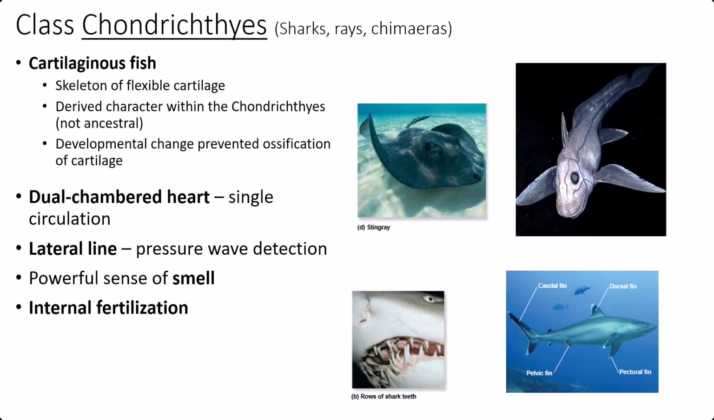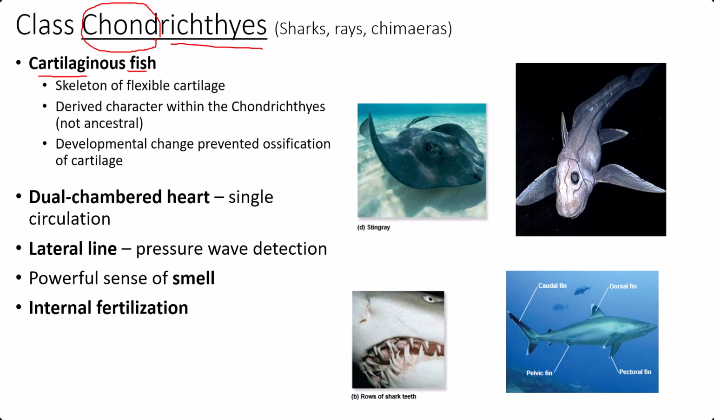Our first class of jawed vertebrates is the chondrichthyes. Chondro means cartilage. Ichthyes means fish, so these are the cartilaginous fish. They've got a skeleton of flexible cartilage, and really more evidence is indicating that this cartilaginous skeleton was a derived characteristic, meaning they evolved from organisms with a bony skeleton, but developmental changes prevented the cartilage from kind of ossifying or hardening into bone. They have a dual chambered heart with single circulation, which we'll talk more about in our animal form and function unit.